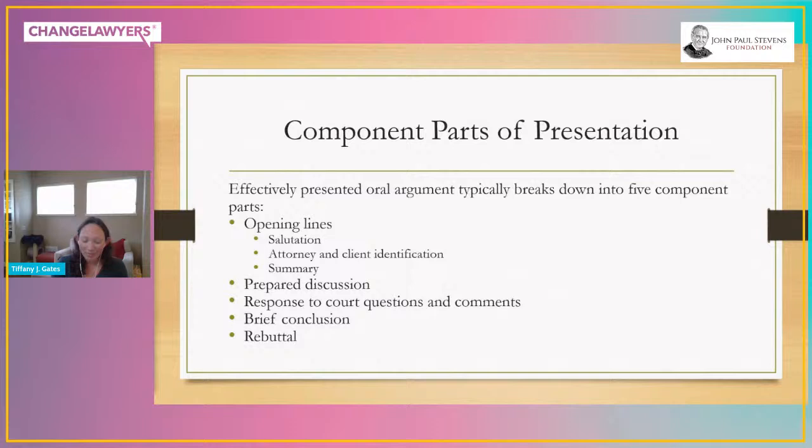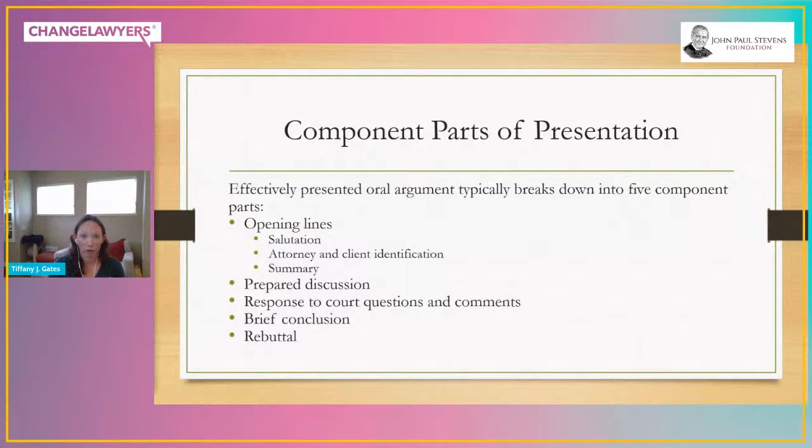But regardless, at some point you will have had to introduce yourself. Typically the court will ask for counsel to state their appearances. So even if you don't do it in the salutation, you will have already told the court your full name, who you represent, and what case you're there to discuss. And then the third part of the opening line is the brief summary of the points you hope to cover in your argument that day.